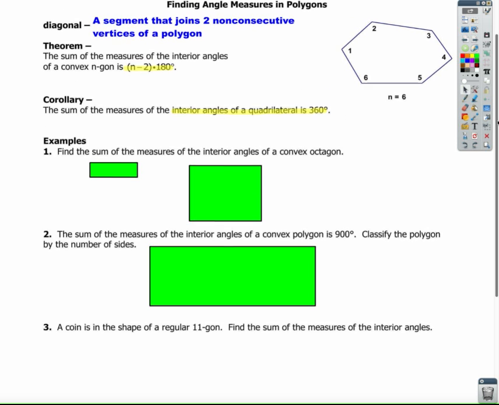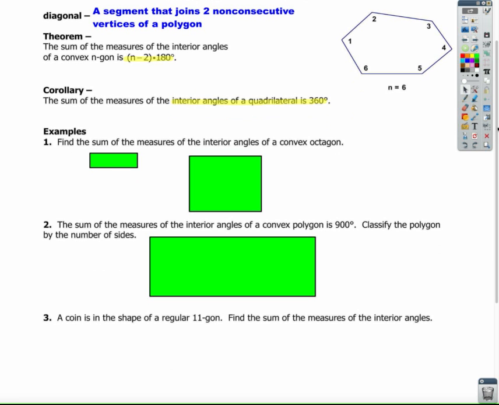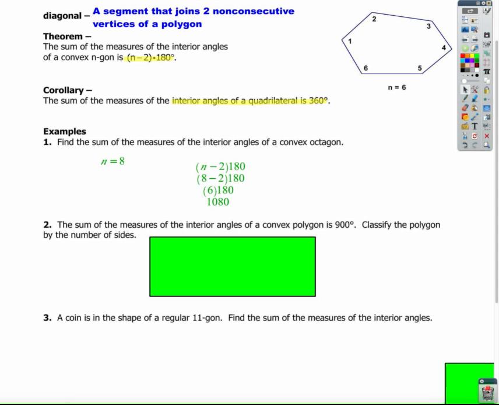Example number 1. Find the sum of the measures of the interior angles of a convex octagon. Well, thinking about an octagon, we know that n is going to equal 8, because an octagon has 8 sides. Using the formula that we stated up here, n minus 2 times 180, if I plug 8 in for n, I find out that the sum of the interior angles of an octagon total 1080.